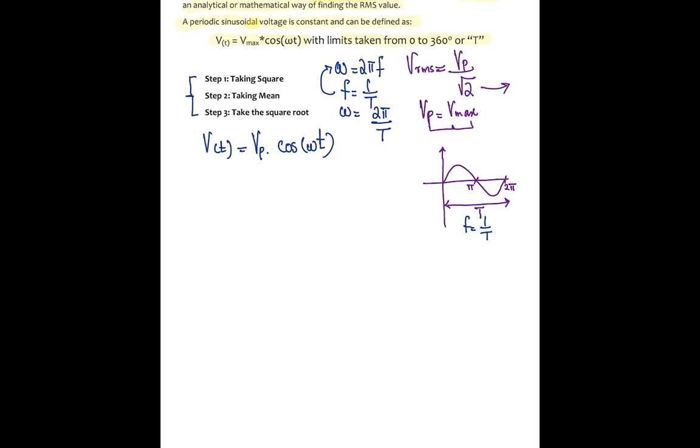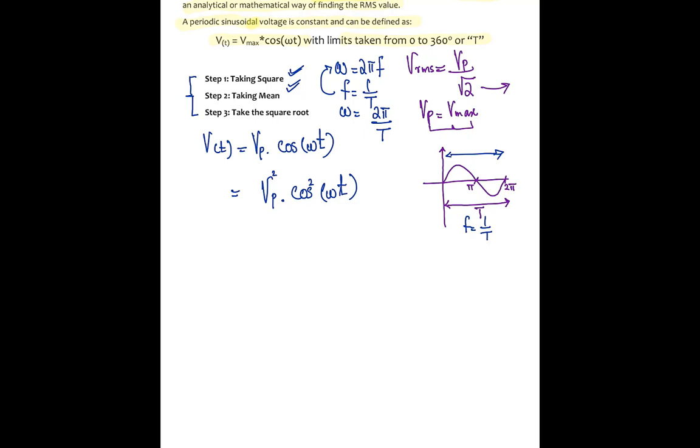So the first thing I need to do is take the square. All right, let's take the square. So I get VP squared, the peak value squared, times cosine squared of omega t. All right, that's cool. Now let's move on to the second step. The second step is to take the mean, where we are going to add all the squared values. And we are looking at this, where the total length is how much? T.